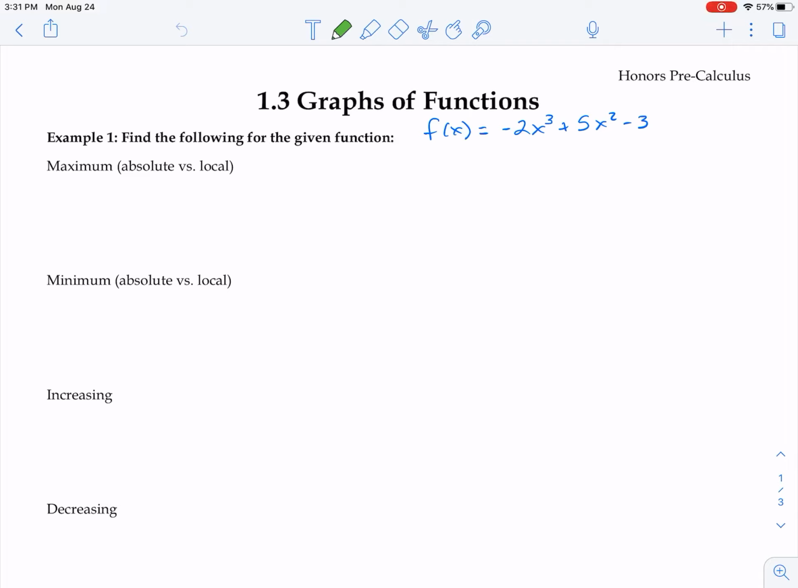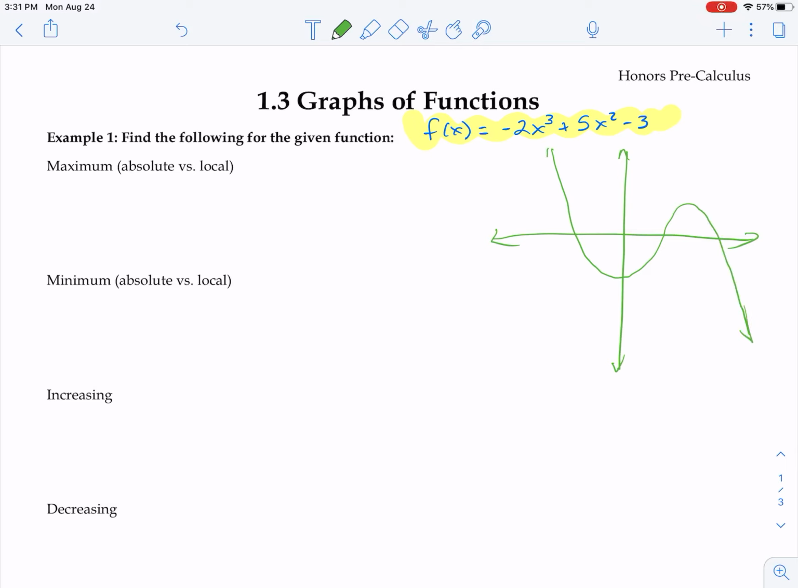Okay, it's time to start doing functions. This equation right here should have been on this piece of paper, and so should the graph, but it's not, so I'm going to sketch it for you. It's an x cubed graph with a negative leading coefficient. So it comes down like this, crosses like this.